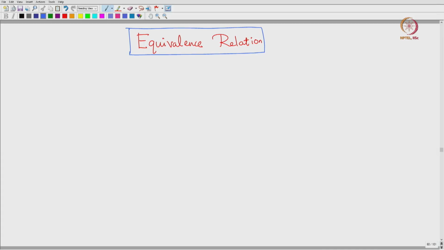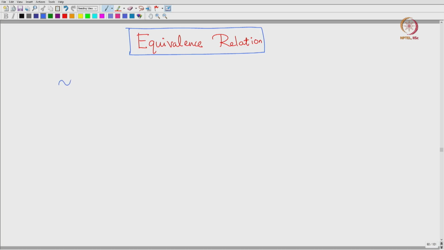Welcome back everyone. In this lecture I will go back to the equivalence relation and then we will see the connections between the equivalence relations and the partition of a set. So, let us begin with the definition of equivalence relation. So, we start with a relation, let us say over X.